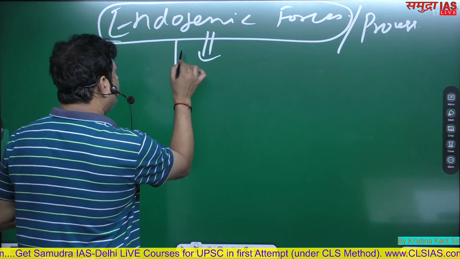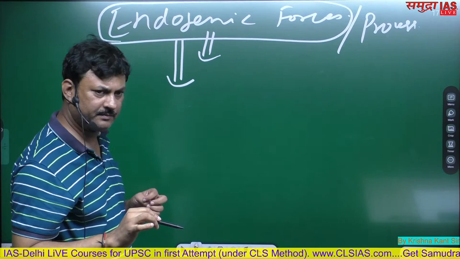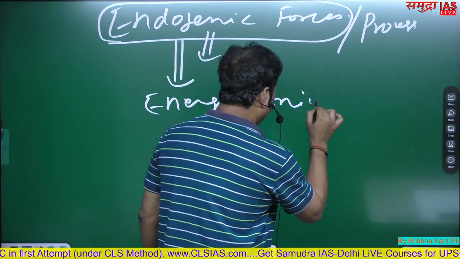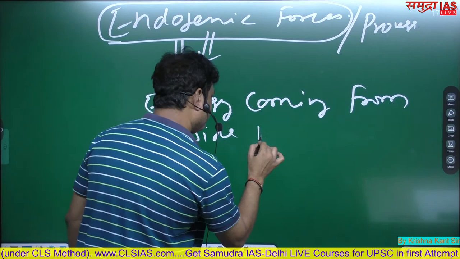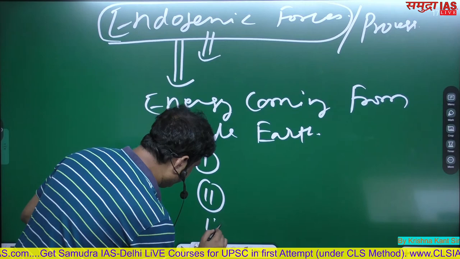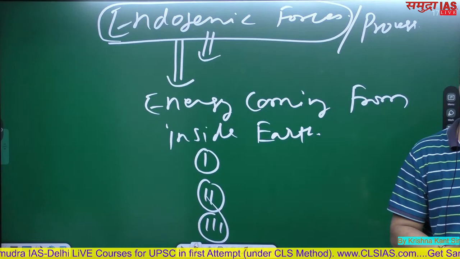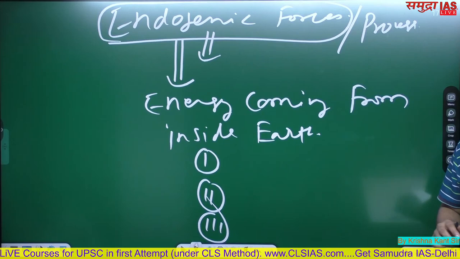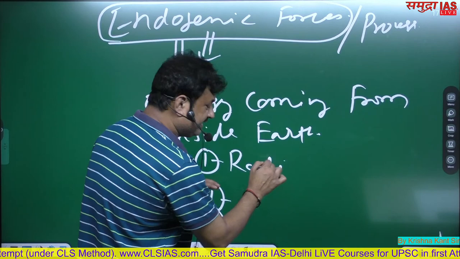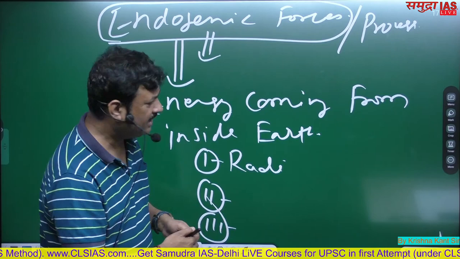The endogenic forces are caused due to energy coming from inside the earth, and what are the sources of this energy? Three things are very important. First is radioactivity, second is rotation of the earth, and the third is tidal friction. Okay, so this energy is coming out because of three reasons. This is a question of UPSC. What is the source of endogenic forces?